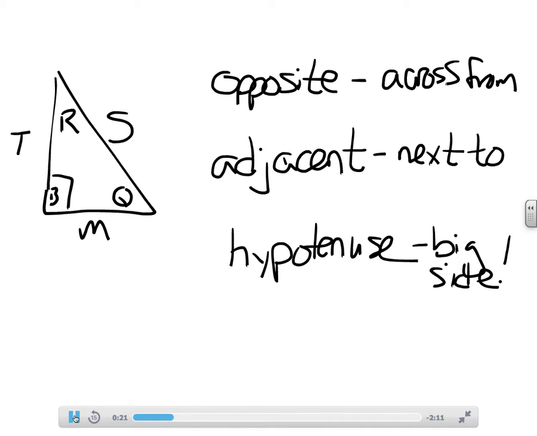Opposite means across from, adjacent means next to, hypotenuse means big side. The big side is easy. It's the big side. So in this case, it's S. So S would be the hypotenuse.